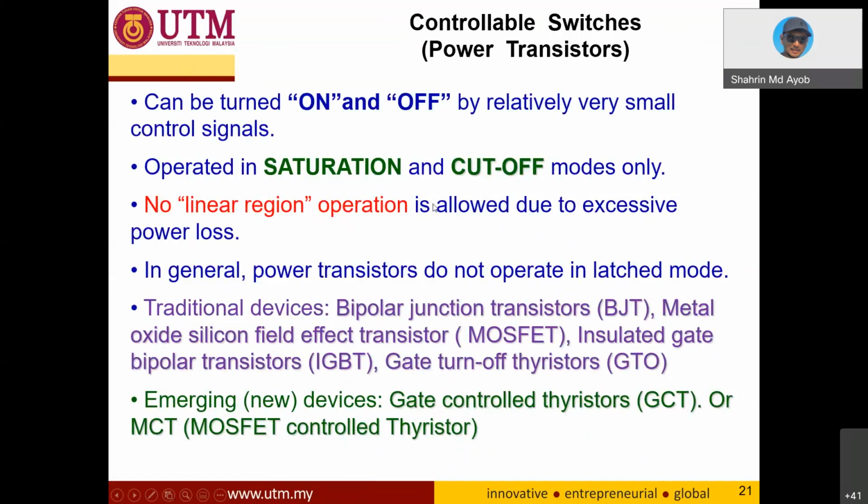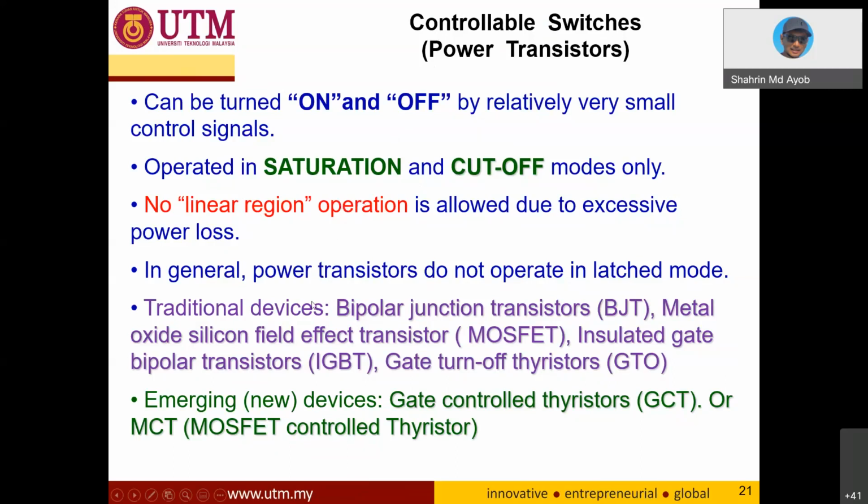This is the most interesting part, which is the controllable switch, the main powerhorse or main component in power electronics. Compared to the diode and the SCR, the transistor can be considered the most used device in power electronic circuits, because we can control when the device should turn on and off. It is operated in saturation and cut-off, and no linear region operation is allowed.